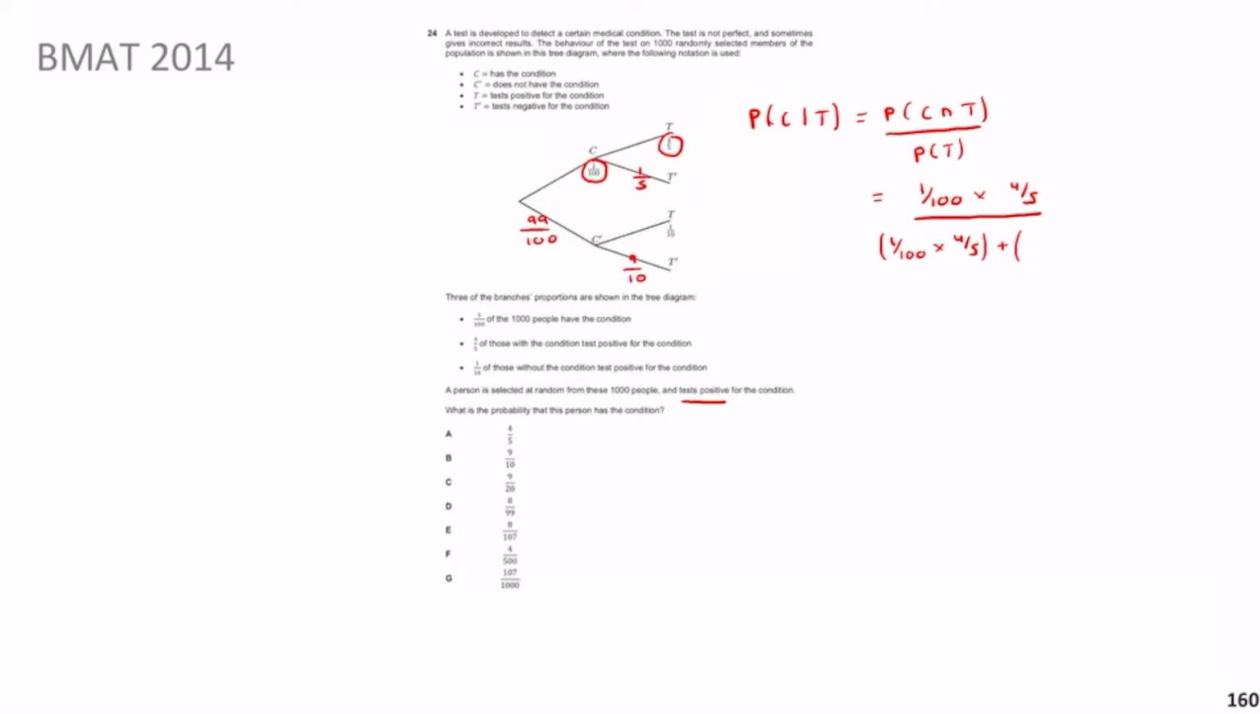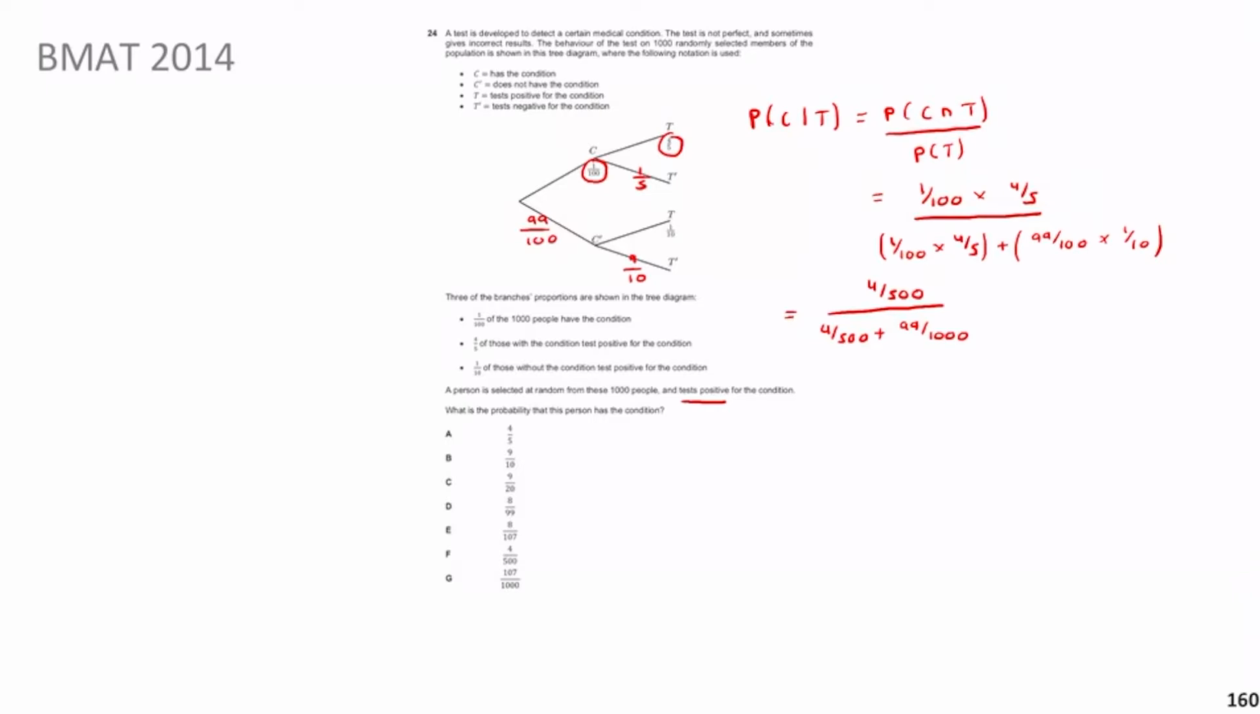Plus the other way they can test positive if they don't have the condition, so 99 out of 100 times them testing positive, which is going to be 1 out of 10. Now, we basically need to brush this up. So this is going to be equal to now 4 out of 500 in the numerator over 4 out of 500 again, plus it's going to be 99 out of 1,000.